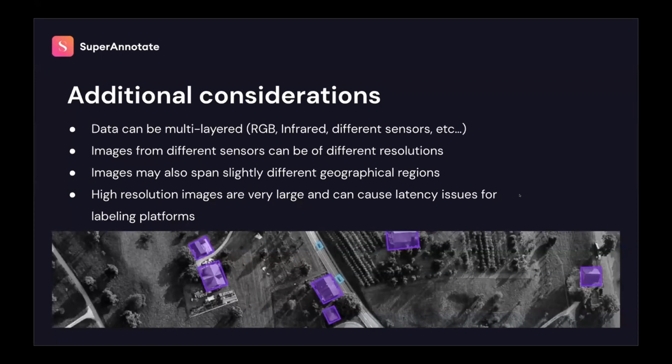Okay, we'll now look at additional considerations. So sometimes geospatial data can be multi-layered. You can have RGB images, and then you can also have an infrared image of that same location. So these will be multiple layers of the same area. The images can also come from different sensors, which would mean that some of them might be different resolutions, so they might not line up perfectly on top of each other. And then images might also span slightly different geographical regions. So we'll actually look at what this means in a little bit. But high resolution images sometimes cause problems because they can cause latency and lag when you're trying to label these.